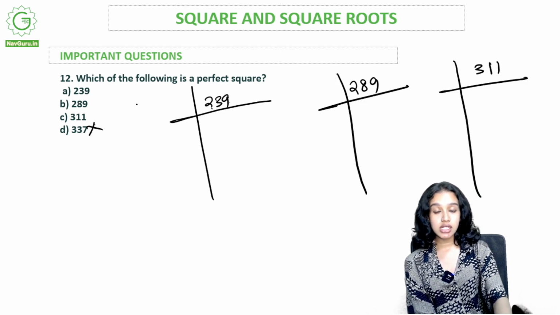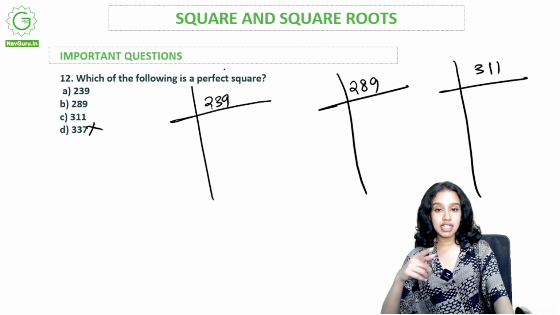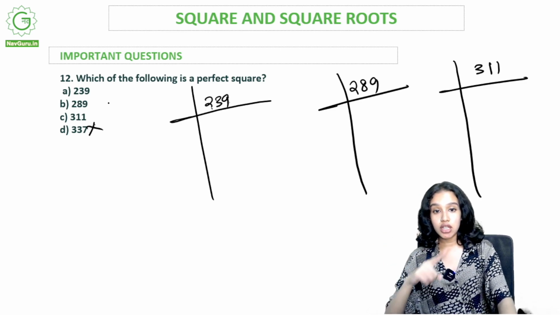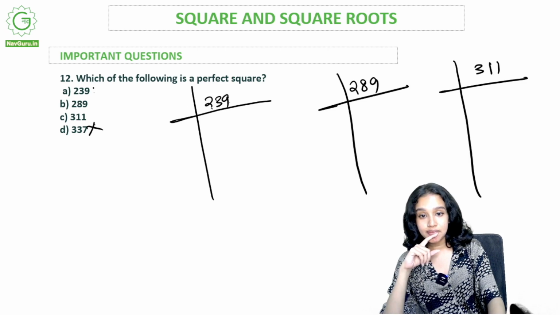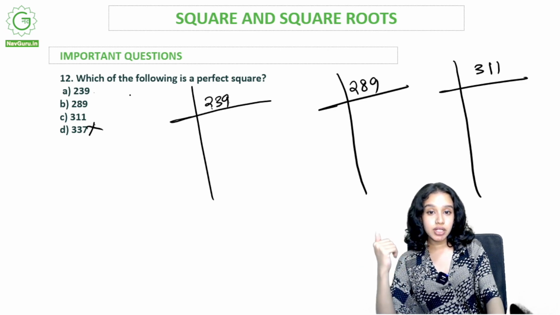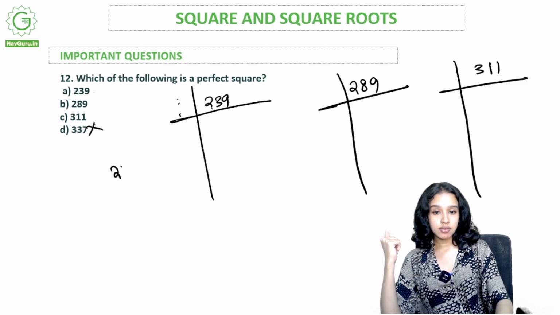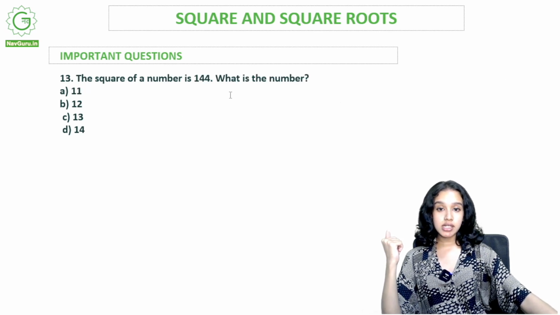So this question doesn't have a right answer here. So what do we do? Let's see what we should add to any of these numbers to make it a perfect square. So 239. What is the nearest perfect square? Let's see. We'll just jump on to the next question.